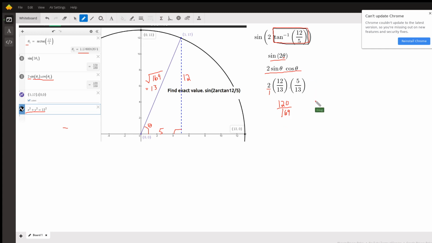So these steps show you how to do it manually. What happened over here is how you could convince yourself that indeed we have the right answer.